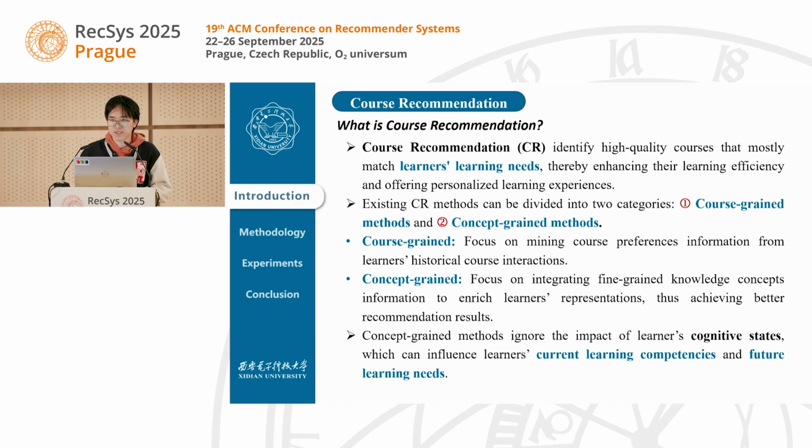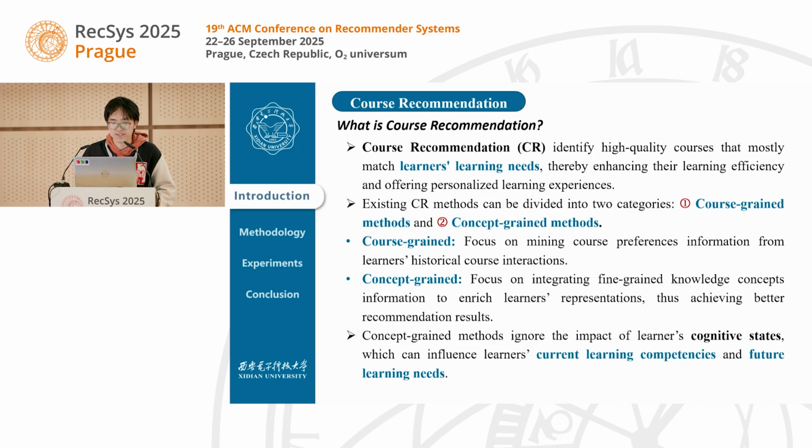Nowadays, course recommendation methods can be divided into two categories: the course grain methods and the concept grain methods. Course grain methods focus on the course interactions, and concept grain methods focus more on the concepts included in the course. From the courses they interact with, we can find out whether they are good at those knowledge concepts, and we can recommend similar courses that have the same knowledge concepts and really meet the learner's learning needs.